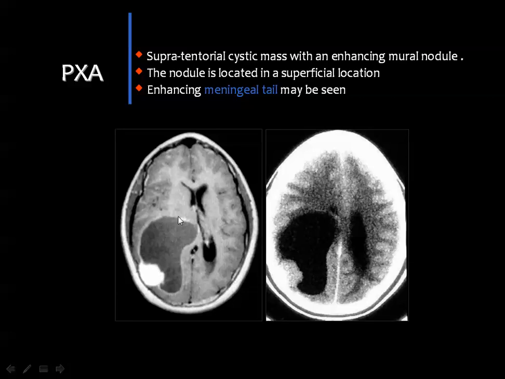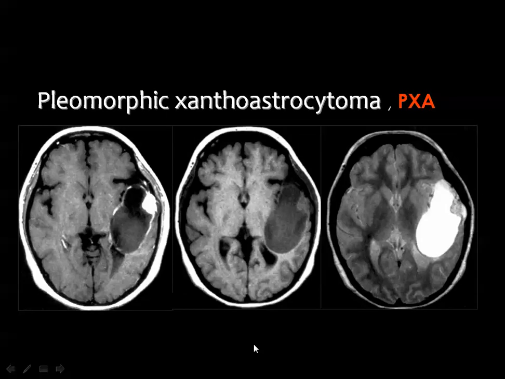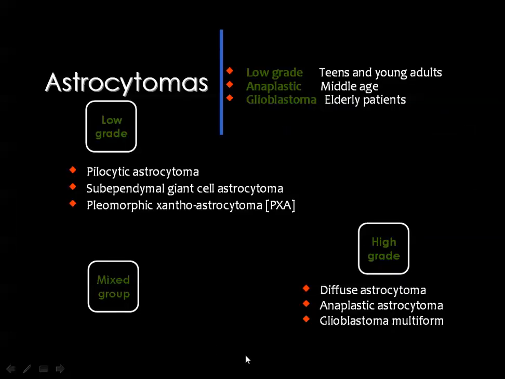And this is the MRI, and you see the cystic lesion with an enhancing mural nodule, and this is the CT scan, and you see the cystic lesion with an enhancing mural nodule, and you know that the nodule should have a superficial location. Here is an example of PXA with the cyst and enhancing mural nodule in the T1 weighted image and in the T2 weighted image and T1 post contrast. The nodule should have a superficial location.